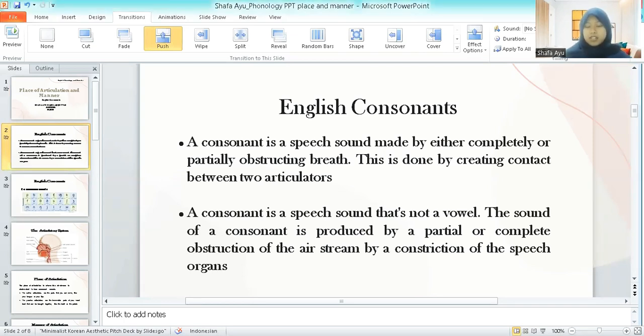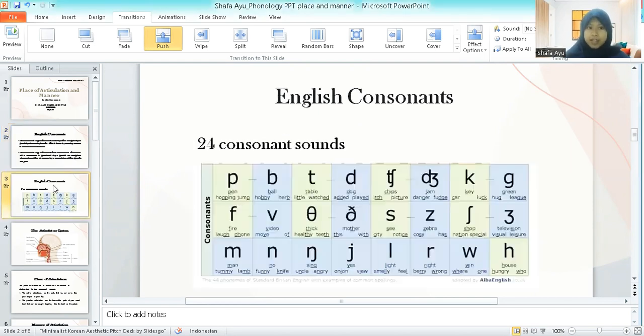This is the consonants creating contact between two articulators. So what is an articulator itself? Articulators are vocal organs such as the tongue, lips, teeth, and soft palate, and these are what we use to create and manipulate speech sounds. Okay, next slide. There are 24 consonant sounds.